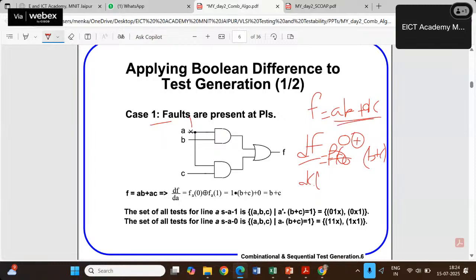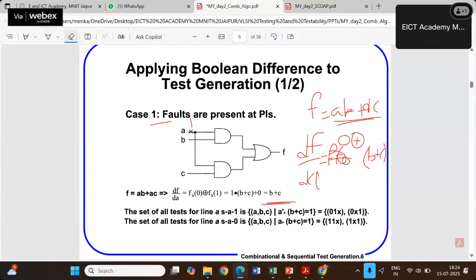What is the meaning of this? 0 XOR with anything, what will you have? You will have anything, right? So 0 XOR with B plus C, what will you have? B plus C. Okay. So that's what you have, B plus C as the Boolean difference. Now you have the Boolean difference. Now what do you have to do?